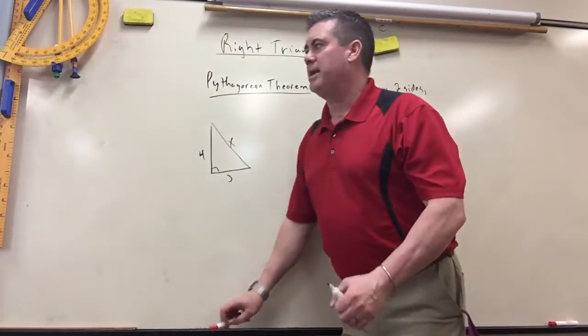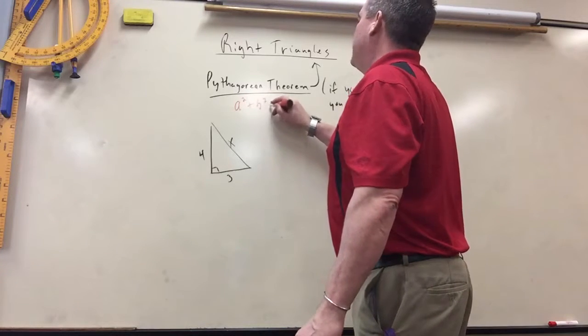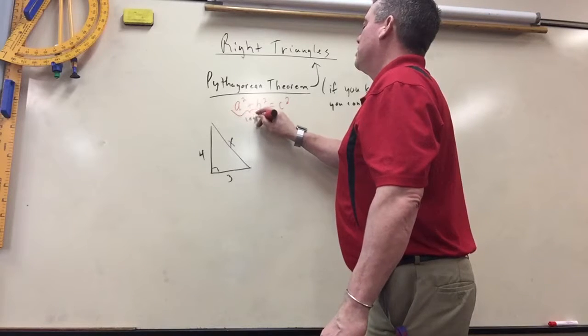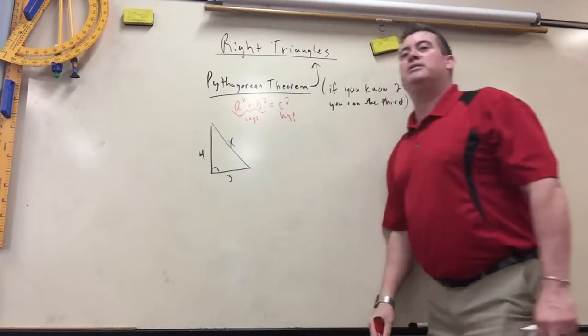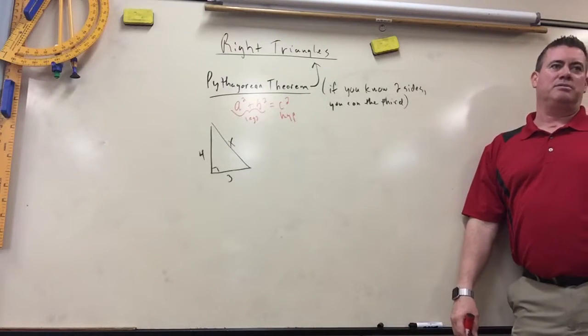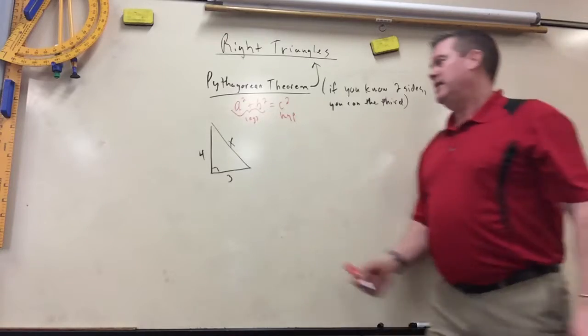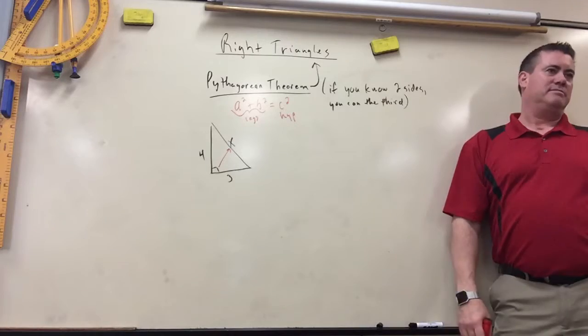Anyone remember what the Pythagorean theorem is? A squared plus B squared equals C squared. A and B are the legs. C is the hypotenuse. So you need to know how to distinguish which is the hypotenuse. Hypotenuse is always the longest side, and it's always the one opposite of the 90. Okay?